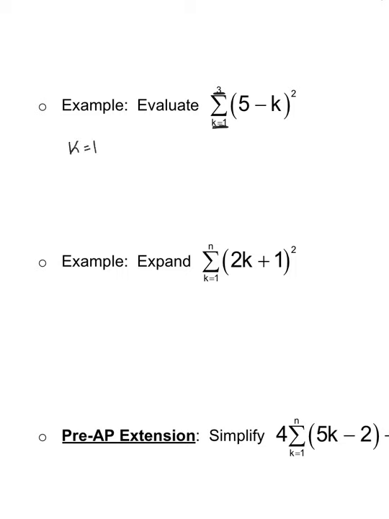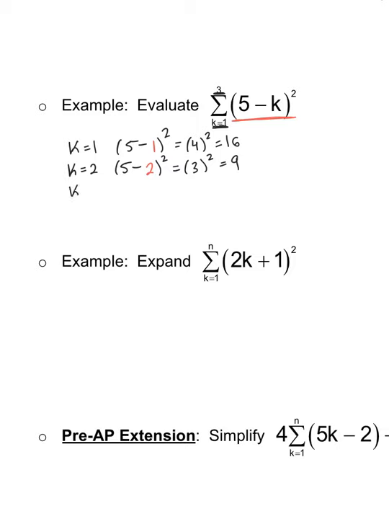So if k is equal to 1, that just means that I'm going to take my sequence here and replace k with 1. So that would be 5 minus, I'm not going to write k, I'm going to write 1 instead, squared. 5 minus 1 is 4, squared is 16. Now I'm going to move to k is equal to 2. So I've got 5 minus 2 squared, which is 3 squared, which is 9.